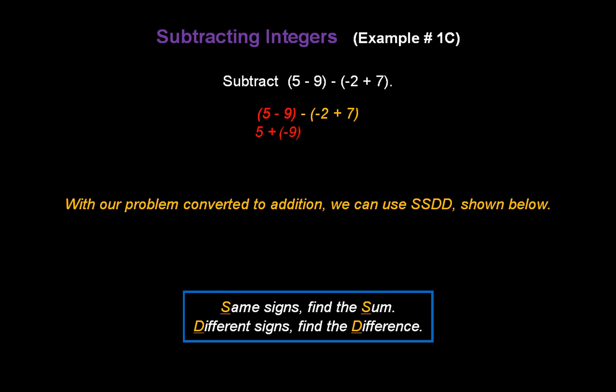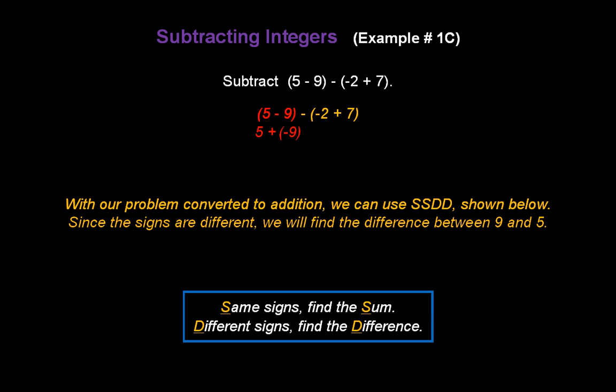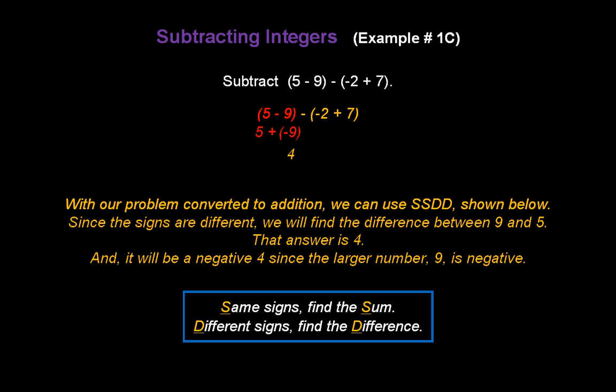With our problem converted to addition, we can now use SSDD again. Since the signs are different, we will find the difference between 9 and 5. That answer is 4, so we'll write down 4. And it will be a negative 4 since the larger number, 9, is a negative. So 5 plus negative 9 reduces down to the answer negative 4.